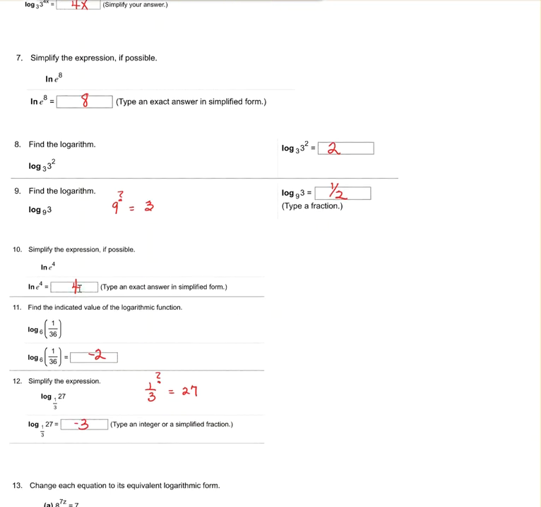ln of e to the 4th equals 4. Log base 6 of 1/36: 6 to what power gives me 1 over 36? That'd be a -2. Log base 1/3 of 27: 1/3 to what power is going to give me 27? It's going to be a -3. Now you can do those on your calculator, especially if you have that log base app on there. But that's what you're thinking through.